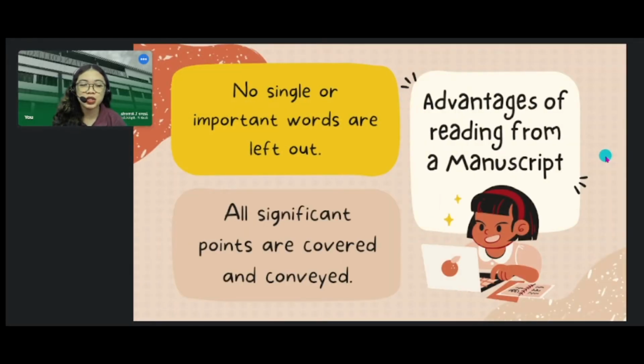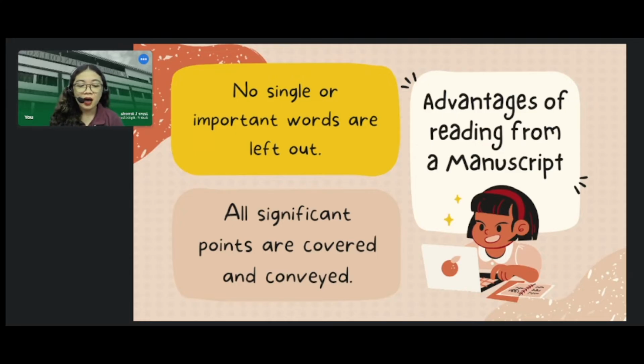And now let's proceed to the advantages and disadvantages of reading from a manuscript. Okay, first let's have the advantages. First, no single or important words are left out. Of course, because you are reading a manuscript, you are sticking with a copy of your speech, it means that you will not forget any single word.